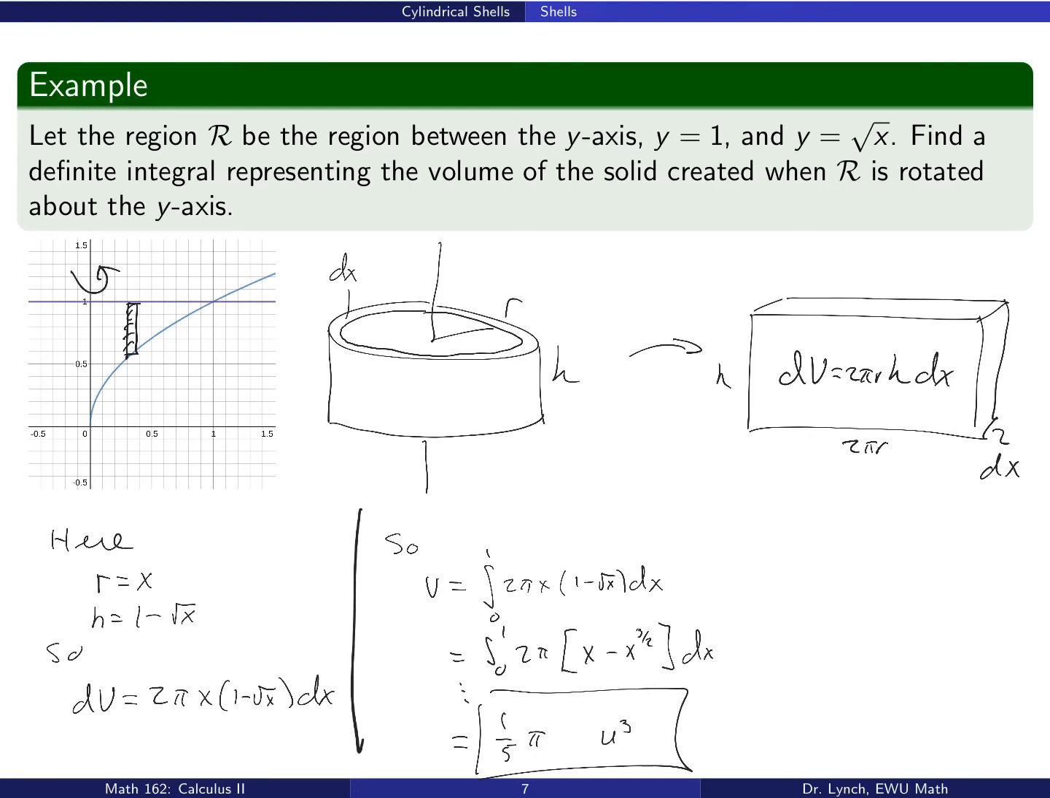Simplify the integrand, power rule for antiderivatives, apply the fundamental theorem of calculus. I'll leave those details to you. End up with 1/5 pi cubic units. Not surprisingly, just like we did in our last video, where we found the same volume using the method of disks in the y direction.